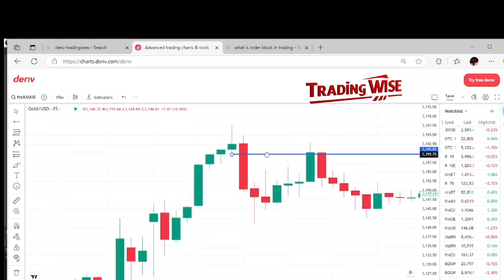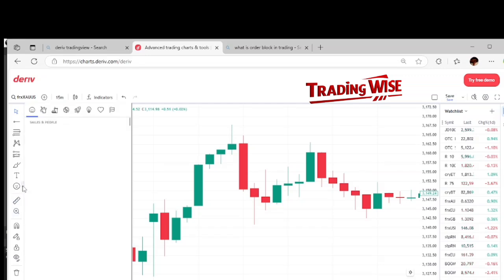If I carry this to the tip of this one, this whole space here is what we are calling a fair value gap. But I'm going to explain further so that you can understand what I mean. For me to measure the fair value gap of this very order block, to validate it, let me draw something.